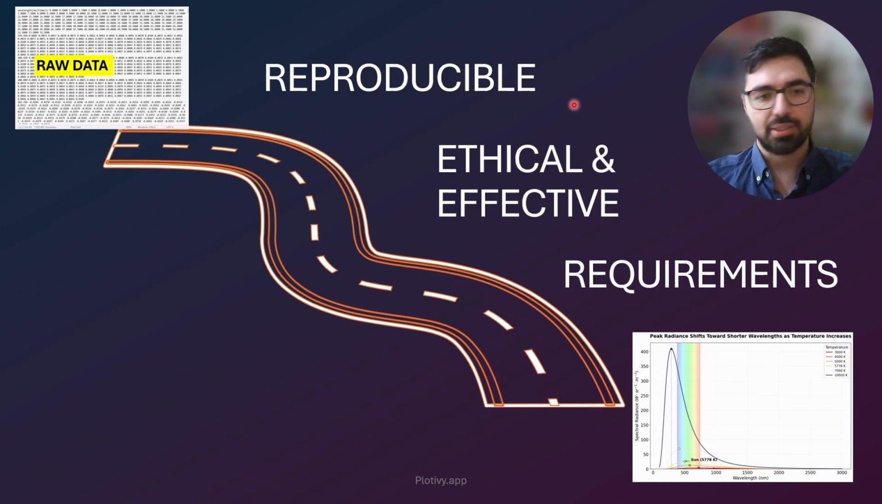So for this, three things need to happen. The analysis has to be reproducible, has to be ethical and effective at communicating a message following the best practices for data visualization, and needs to meet journal requirements. Let's go step by step.